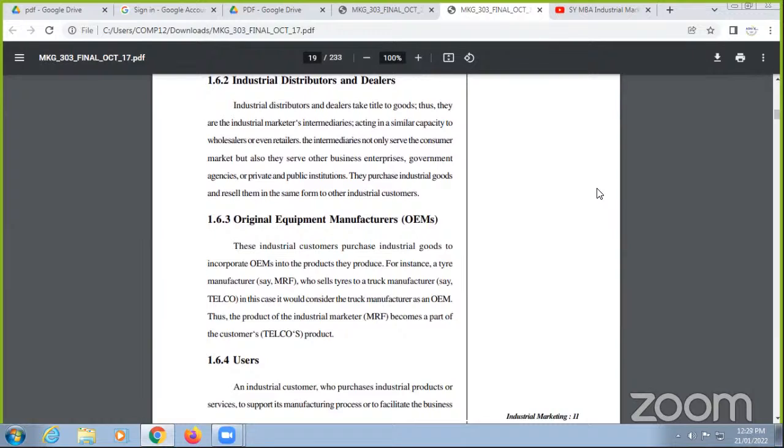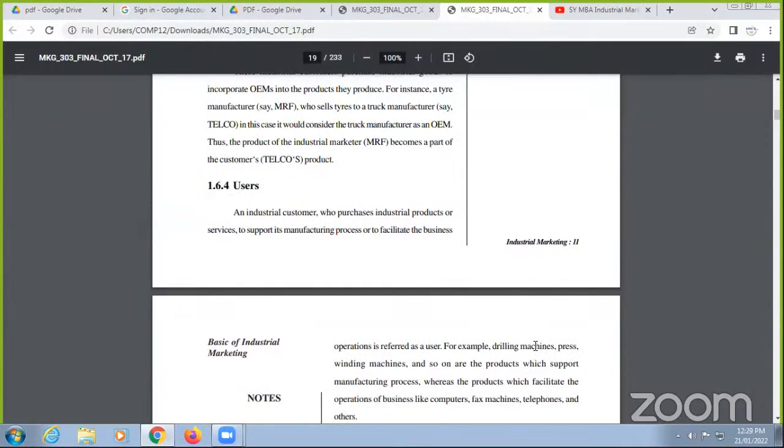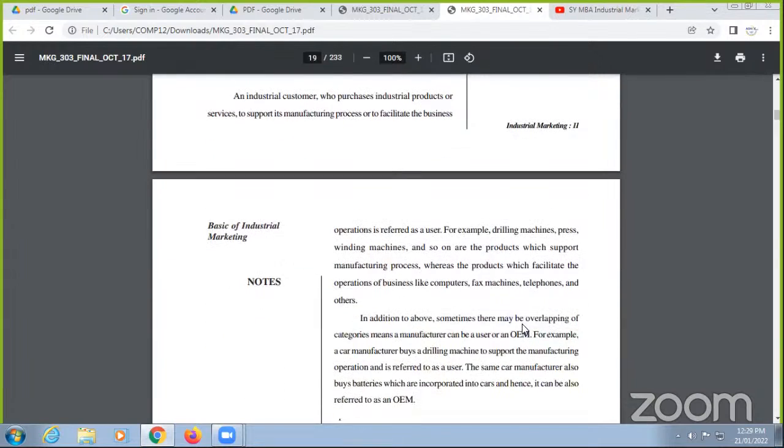Next, original equipment manufacturing. These industrial customers purchase industrial goods to incorporate OEMs into their products, for instance, a tire manufacturer who sells tires to a truck manufacturer. Next, user. An industrial customer who purchases an industrial product or a service to support its manufacturing process or to facilitate the business operations is referred to as a user. For example, drilling machines, press and winding machines, and so on are the products which support the manufacturing process, whereas the products which facilitate the operations of business are like computers, fax machines, telephones, and others.